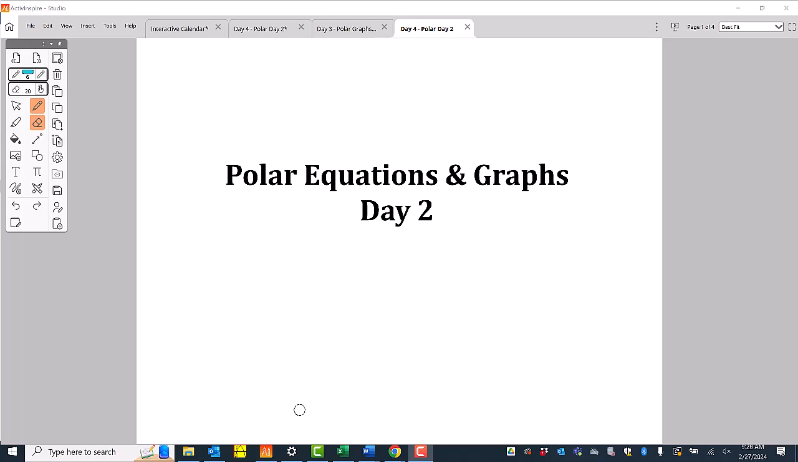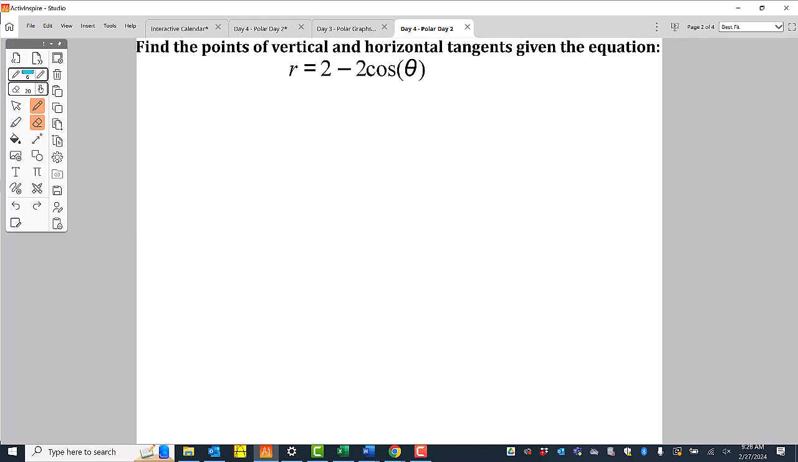All right, today we're looking at polar equations and graphs day 2. This is like the polar with calculus lesson. So we're going to be looking at some of the calculus concepts, at least to start. The first one is finding the points of vertical and horizontal tangents. We saw this when we were doing parametrics, but we need an x and y to be able to do it. We don't have an x and y in here.